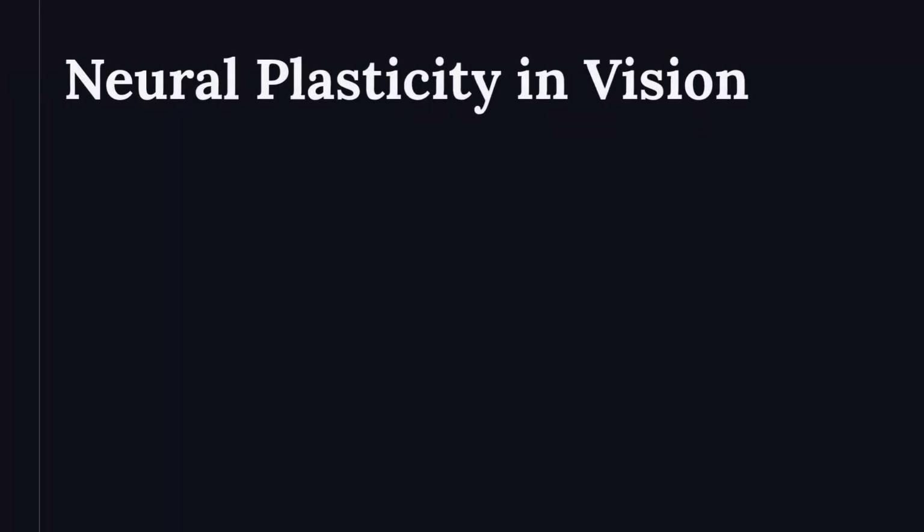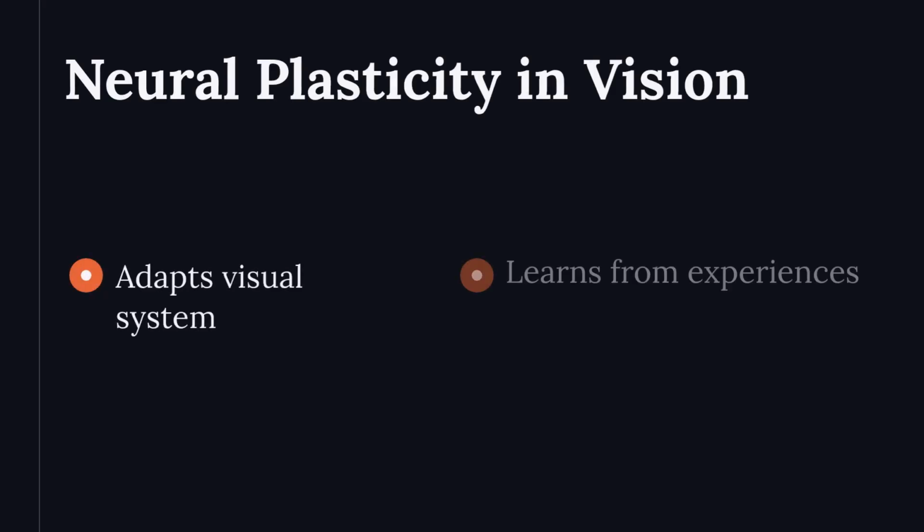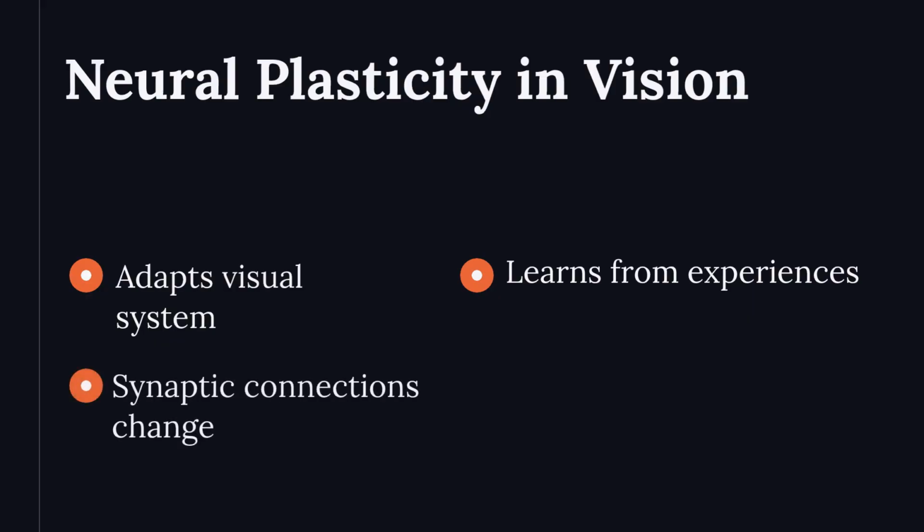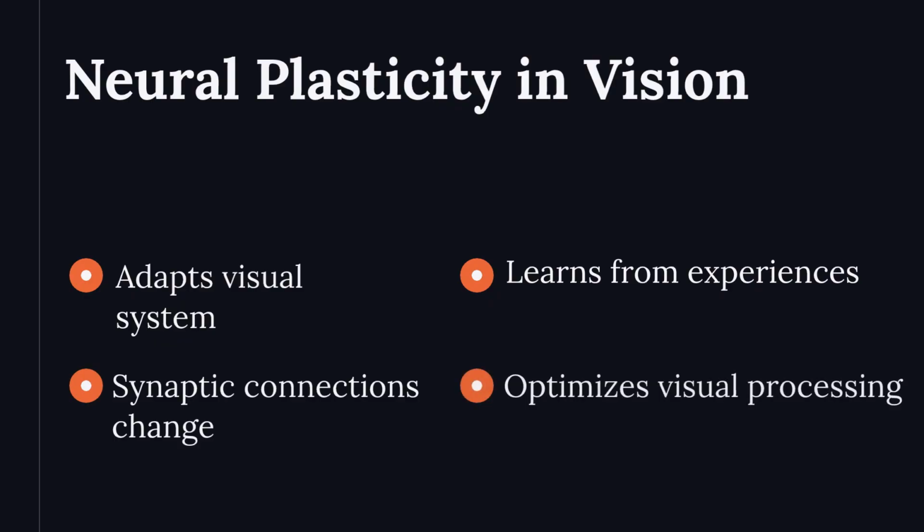Neural plasticity adapts the visual system. It learns from experiences. Synaptic connections modify through experience. This influences adaptation to circumstances. Neural plasticity optimizes visual processing.